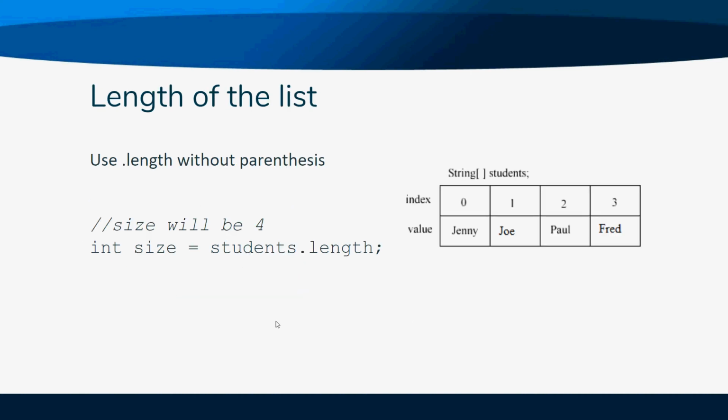Okay, if you want to know what the length of your list is, you can use the dot length, just like we did with string.length, but string.length has an open close parentheses. The length of an array does not. There's no open close parentheses after it.